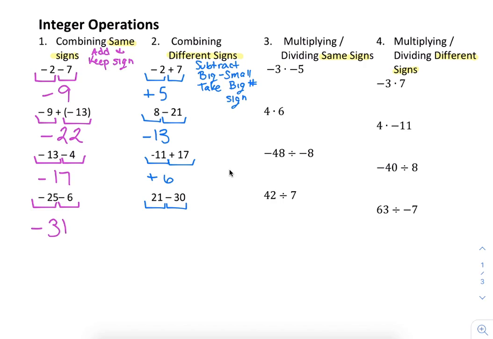One more. 21 minus 30. I have two numbers, different signs. 30 is bigger than 21, so because he's negative, my answer is negative. 30 minus 21 gives me 9, so my answer is a -9.